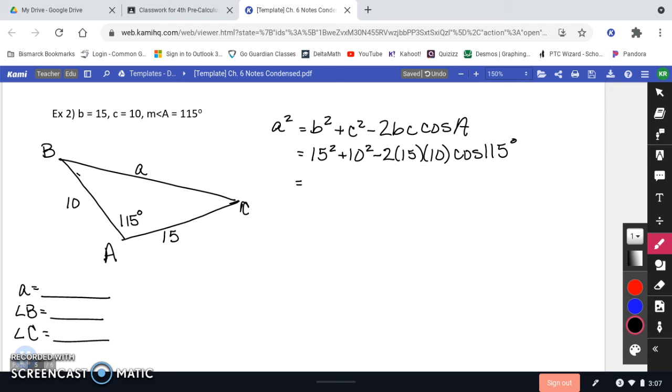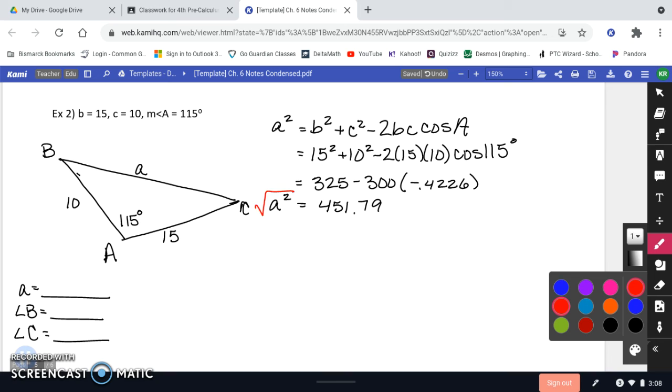Okay, so again, you're just simplifying using your calculator. Do make sure you're following order of operations, and if possible, keep as much information in your calculator so you have as accurate of an answer as possible. So then we're going to square root here, and A is going to be about 21.26. Okay, 21.26. So there's side A.